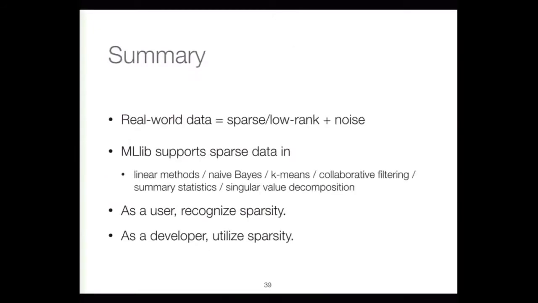So to summarize, basically, try to view your data as either sparse or low rank plus noise, and to see how it can change your modeling. And then remember that MLlib supports sparse data in almost all its implemented algorithms. And if you want to contribute more algorithms, think about the complexity, how it is associated with the number of non-zeros in your data. And if you are a user, just try to understand your data and recognize sparsity. So that's, yeah.